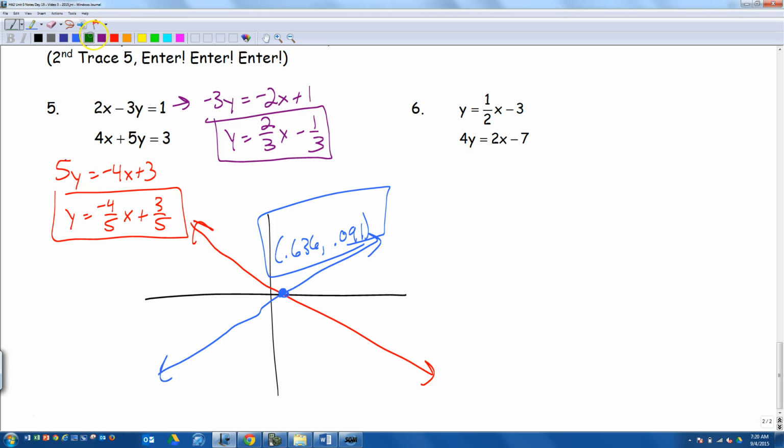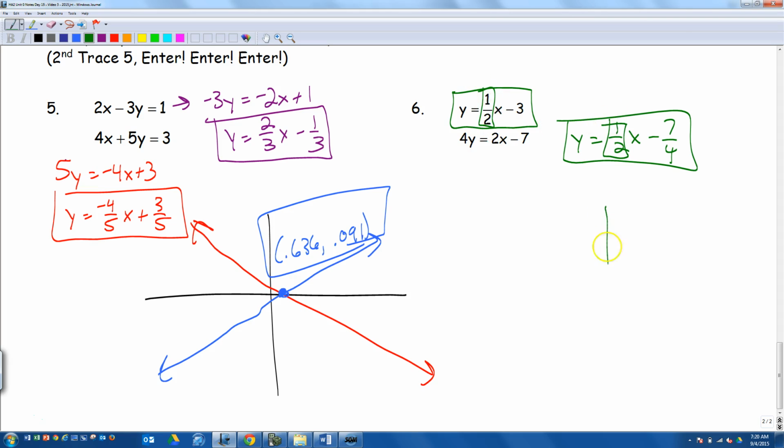Alright, let's do one more. This one you don't actually need to graph though, because you'll see what happens in a second. Solve for y. This one's already solved for y. Divide by 4, you get y is equal to 1/2 x minus 7/4. Well, hopefully you guys notice when you look at these two that their slopes are exactly the same.